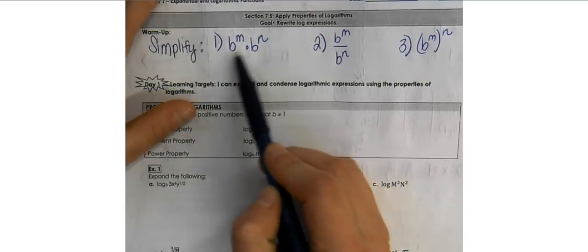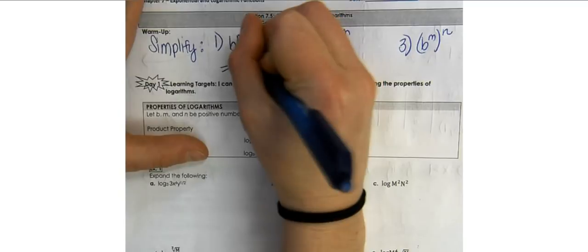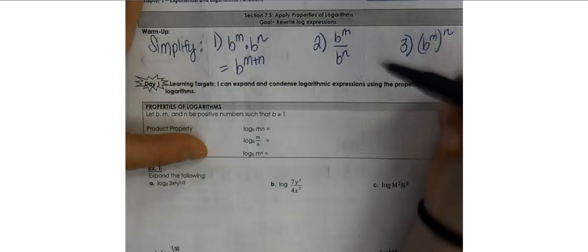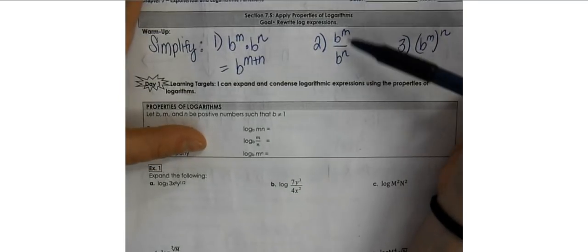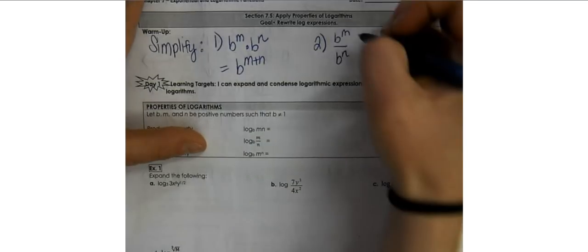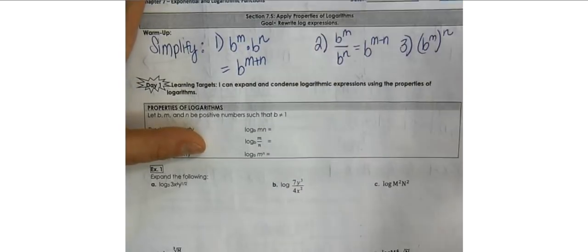Okay, whenever you multiply two powers with the same base and they're both being raised to an exponent, we know that the property says that we add our exponents. So our answer would be b to the m plus nth power. Next, we know if we divide two powers with the same base and they both have exponents, we're going to subtract the exponents, top minus bottom. So our answer is b to the m minus nth power.